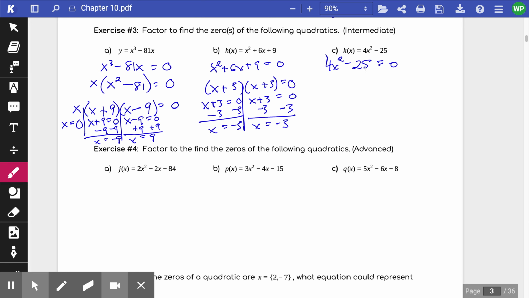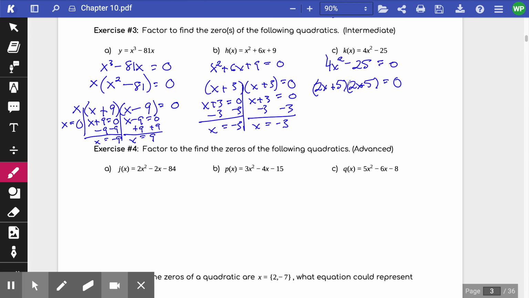But 4 is not divisible by 25. 25 is not divisible by 4, nor is it by 2. So there's no GCF there. But the next step we might want to recognize is that this is a perfect square and that's a perfect square. So what we're going to do there is factor a difference of perfect squares. The square root of 4x squared is 2x because 2x times 2x gives me 4x squared. And the square root of 25 is 5. I'm going to separate those with a plus and a minus.